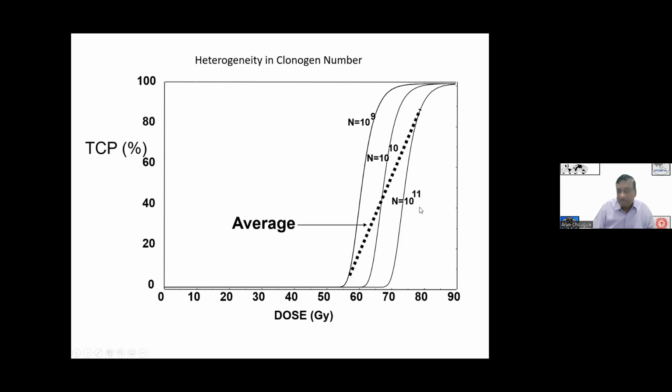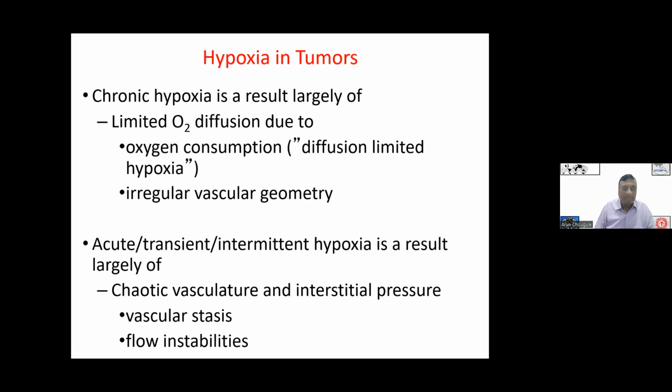So the larger the clonogenic cell number, the larger the doses required. But at the same time, normal tissue sparing and also OAR, organ-at-risk sparing, is very, very important. If you can do that, you will achieve control. Otherwise, you will end up with a residual stage.